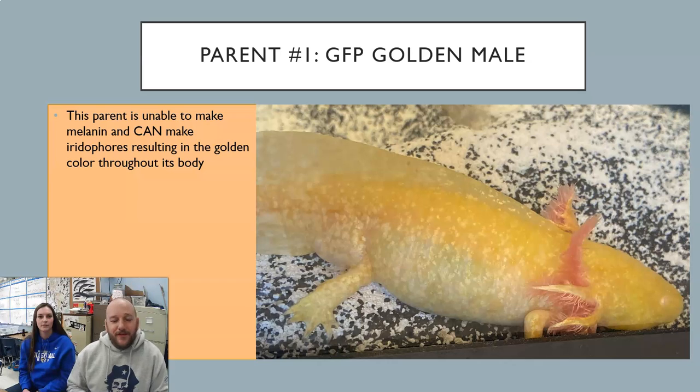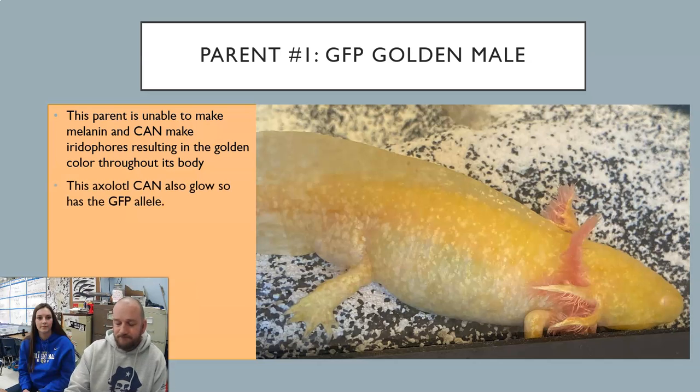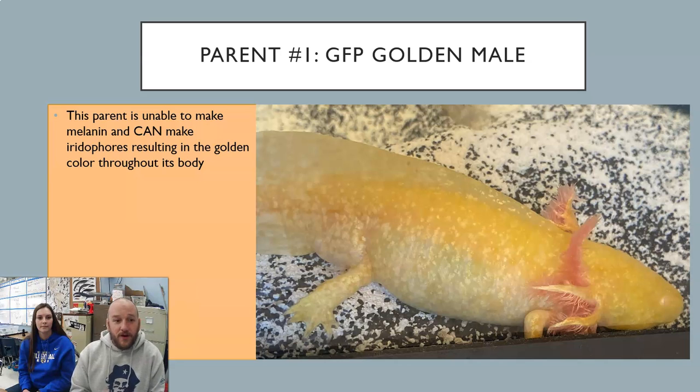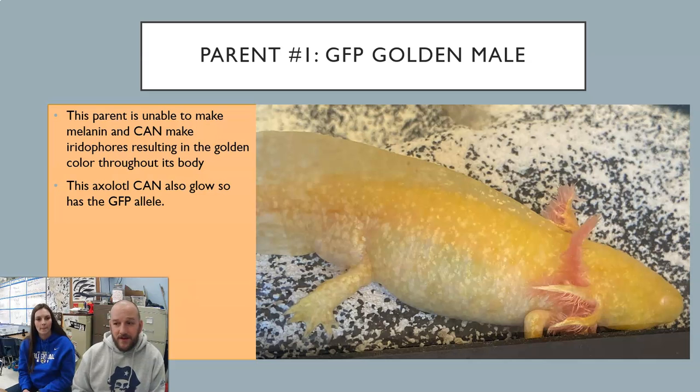Let's do it. To begin with, our parents for cross D: the first parent was a golden male, and a GFP golden at that. So this parent, being a golden, can't make melanin, but can make iridophores, and since it's a GFP, can also make the glowing characteristic that the GFP allele gives. So this parent can make iridophores and cannot make melanin. So we see that variation there showing one of the dominant characteristics and not the other. And this parent also glows, so they have that GFP allele as well.